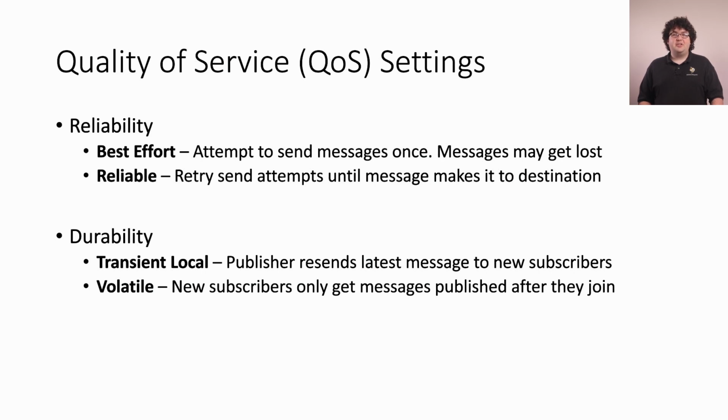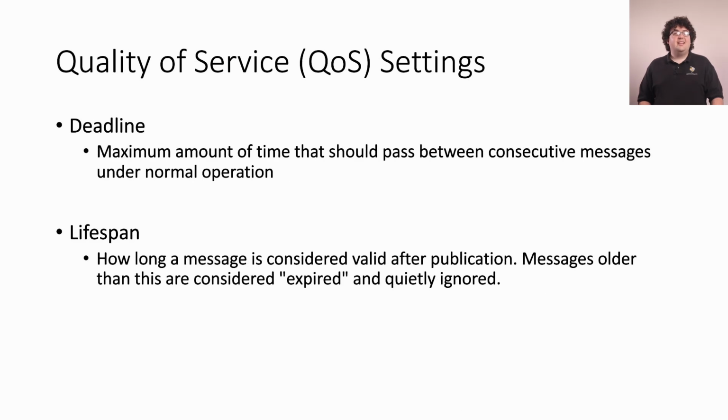The deadline setting specifies the maximum amount of time between messages on a topic under normal, healthy operation. This is one way for our nodes to detect if a topic has become non-responsive. The lifespan setting describes how long a message is considered valid after it's published. If a subscriber receives a message older than its lifespan, the message is considered expired and is silently ignored.